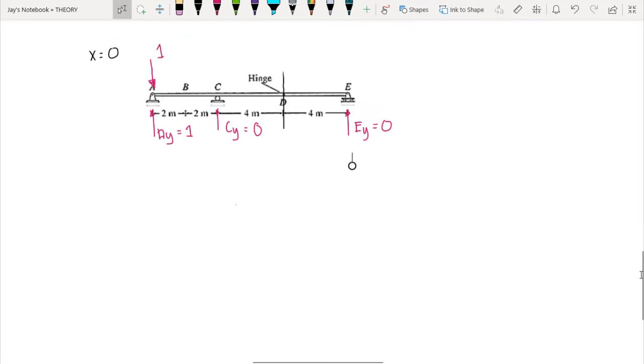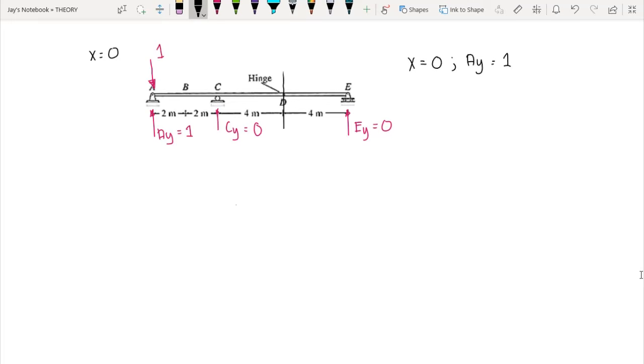Since our first influence diagram here refers to the reaction at A, when our x is equal to 0, we can say that AY is equal to 1. So later on, we will plot this on our influence diagram.